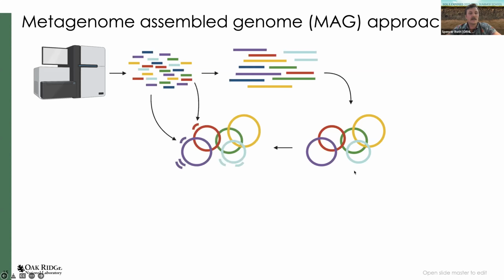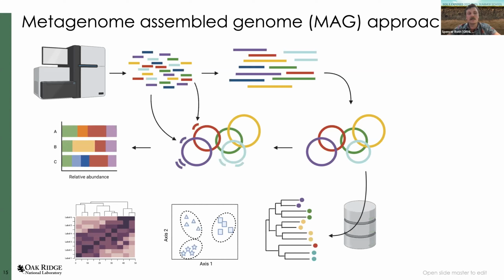And once we have that data set, we can map back the original short reads to get an idea of the composition of the microbial community across the soil. And we can also put them through databases to look at the taxonomy and phylogeny of these microbial genomes, as well as the functional potential of these microbial genomes.